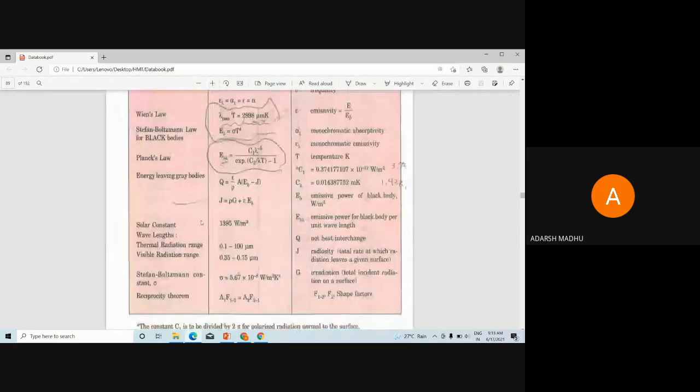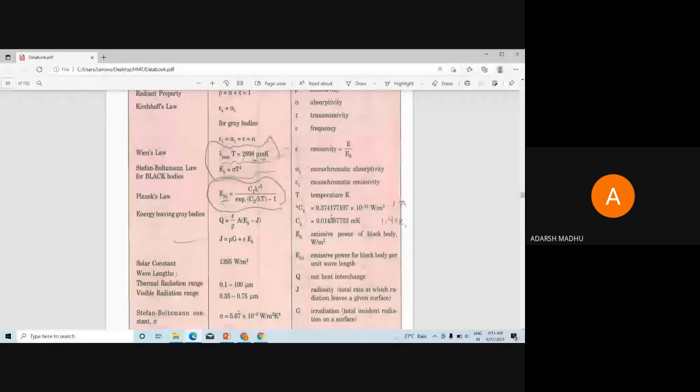Planck's law is given here. All the equations are given here, and all the values are given on your right side. We have studied the reciprocity theorem in the last class: A1 F12 equals A2 F21. Okay, what goes in that direction is directly the same in this direction. A1 F12 equals A2 F21.